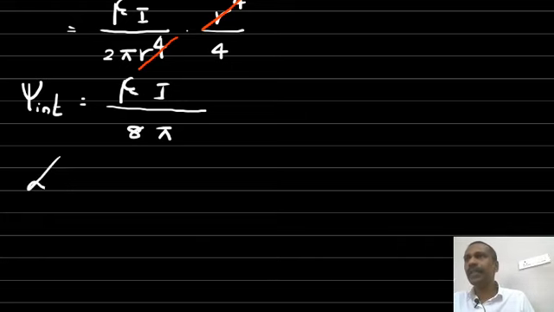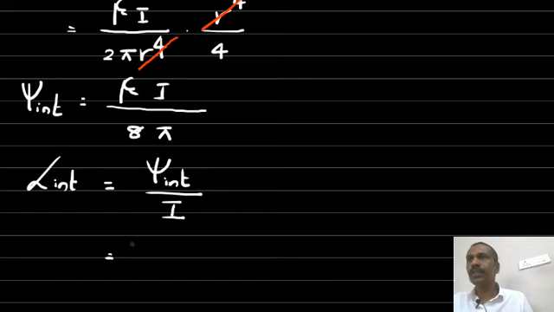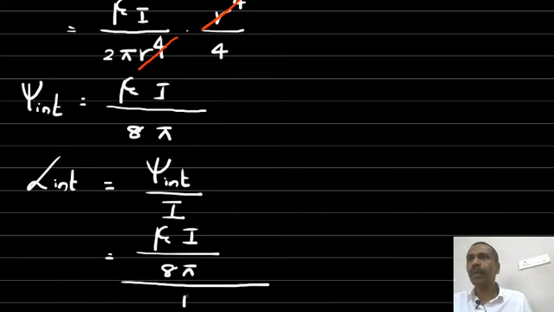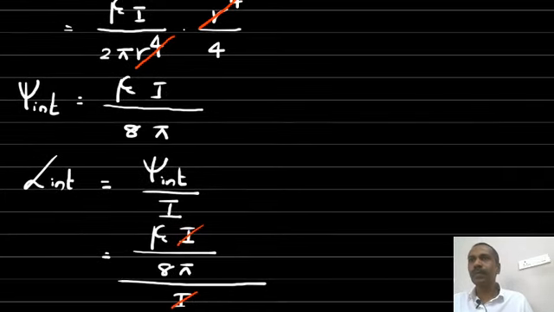Next we have to find out the L internal. L internal is equal to the flux linkage divided by current, which is equal to this mu I divided by 8 pi divided by I. So this current I and I will be getting cancelled. So this is equal to mu by 8 pi.